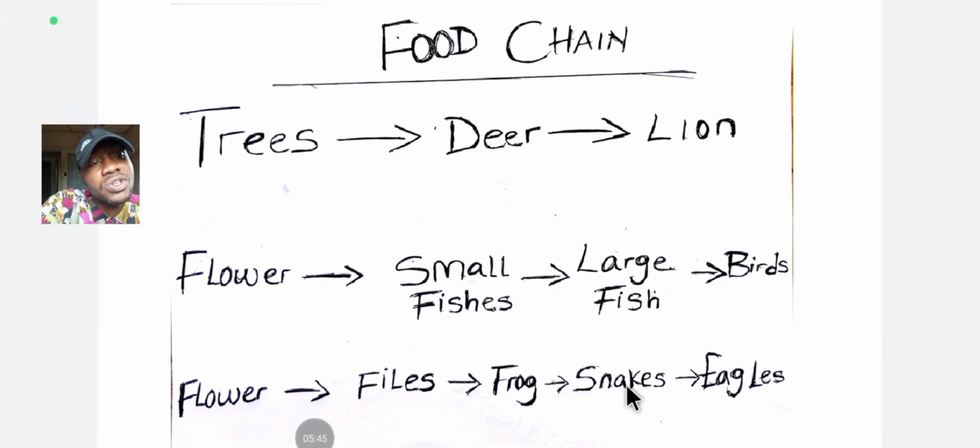So eagle will eat the snake, which ate the frog, and eventually that eagle is going to die one day. So decomposers are going to act on the body, and the energy that the decomposers generate through the conversion of the body parts of the dead eagle is going to be transferred into the soil, and plants are going to use this as nutrients to grow again for flies to feed on the sap.